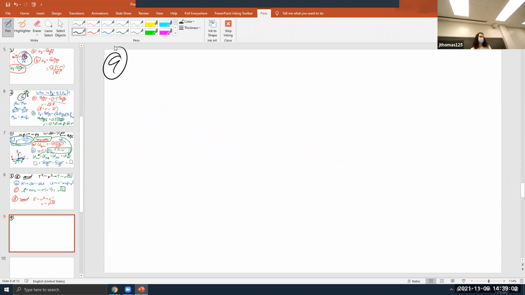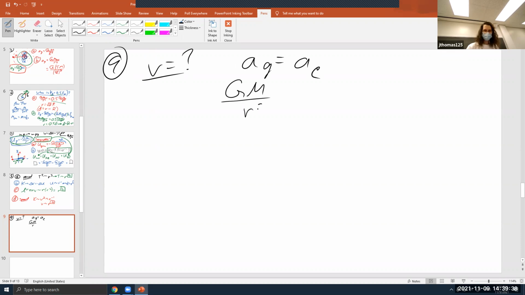Problem number 9. We have just an object in orbit around the Earth's surface. The first part is they ask us about the linear speed necessary to be in a circular orbit at a given altitude. So they're asking about the linear speed of our orbit. We could do this a few different ways, but the most straightforward way is to say that, just like with the neutron star problem, our acceleration due to gravity is equal to the centripetal acceleration. Our acceleration due to gravity is still going to be G times big M over little r squared.